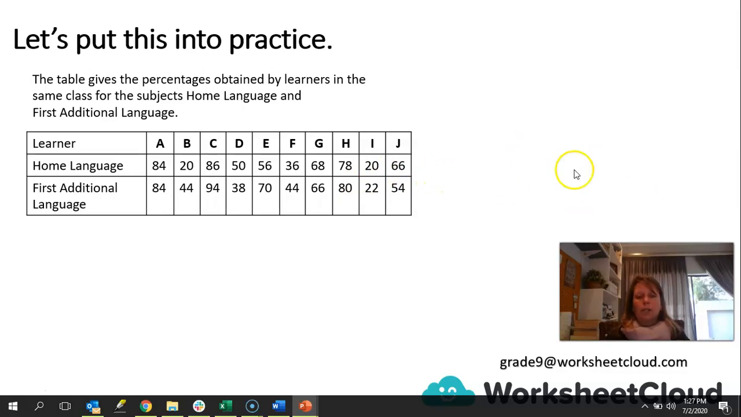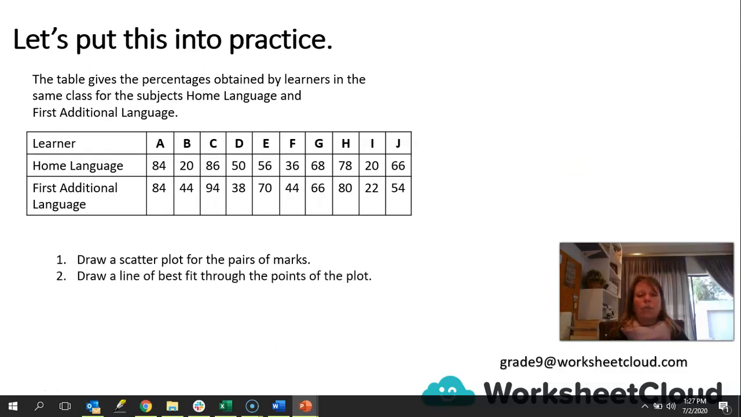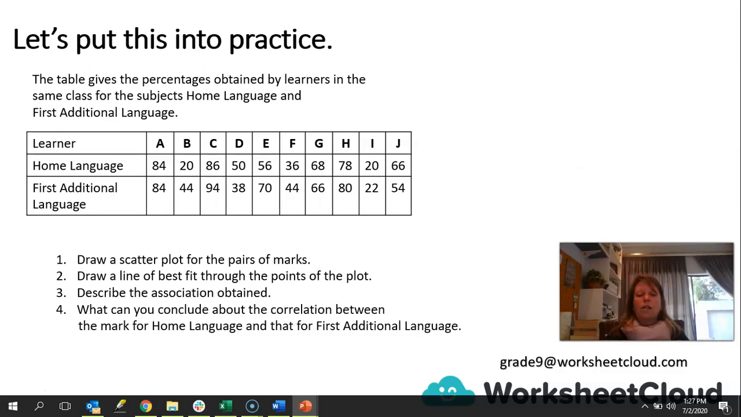But let's plot this. Okay, so we're going to draw a scatter plot for the pairs of marks, and then we're going to draw a line of best fit through the points of the plot. Then we need to describe the association that is obtained from this. And lastly, what can you conclude about the correlation between the mark for the home language and that for the first additional language? All right, so let's start first, because now we've got our data.